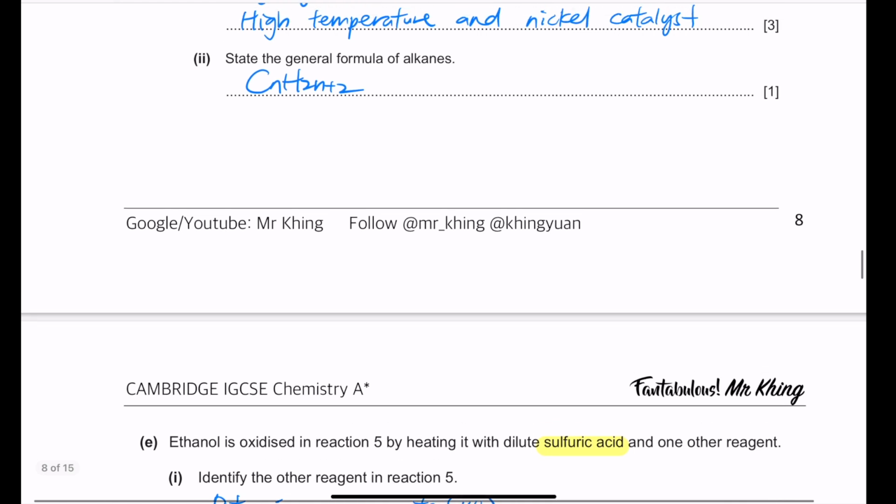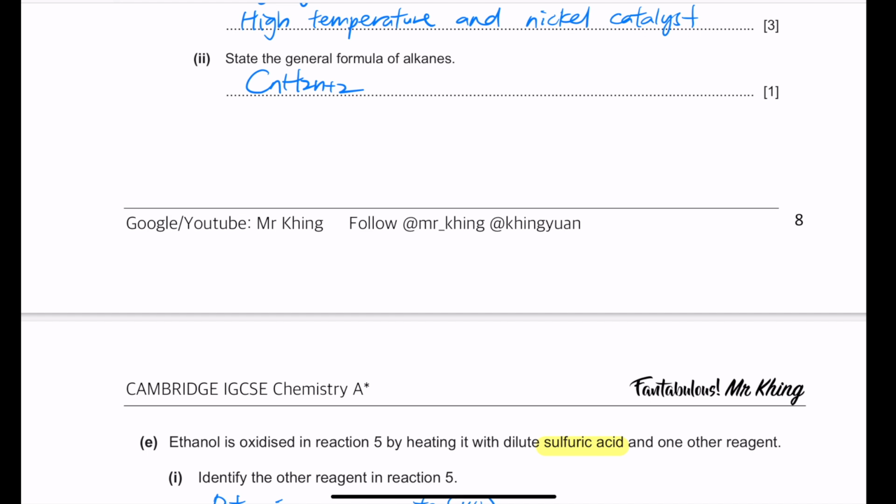So see, given here, alcohol is oxidized with acid and one other reagent. So what is the other reagent? You see given here, oxidized. So how is oxidation carried out again? You need an oxidizing agent. Okay, and what are the examples of oxidizing agents again? Acidified potassium manganate(VII), or acidified potassium dichromate(VI).